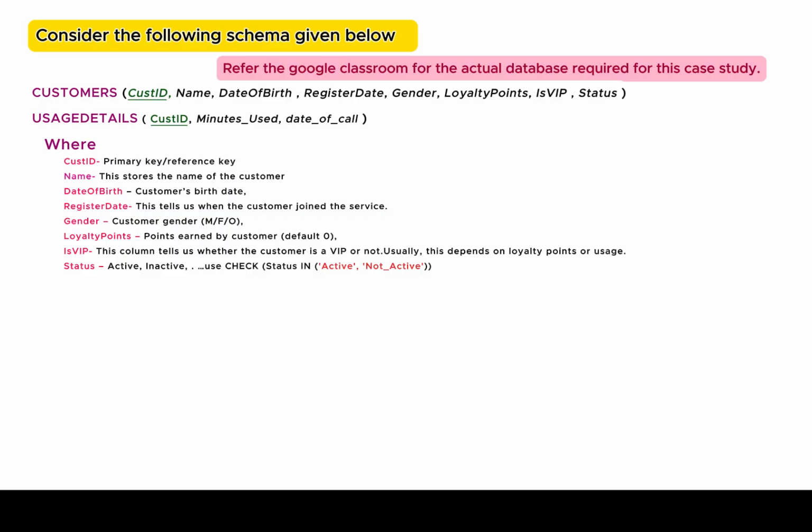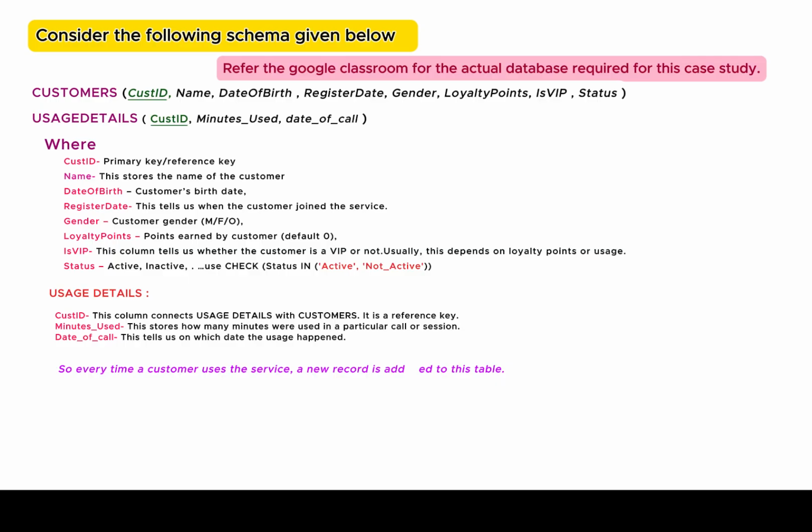Second table, usage details. Now, students, let us move to the second table, which is usage details. This table stores usage information, not customer details. That means one customer can have many usage records. This is a transaction table.